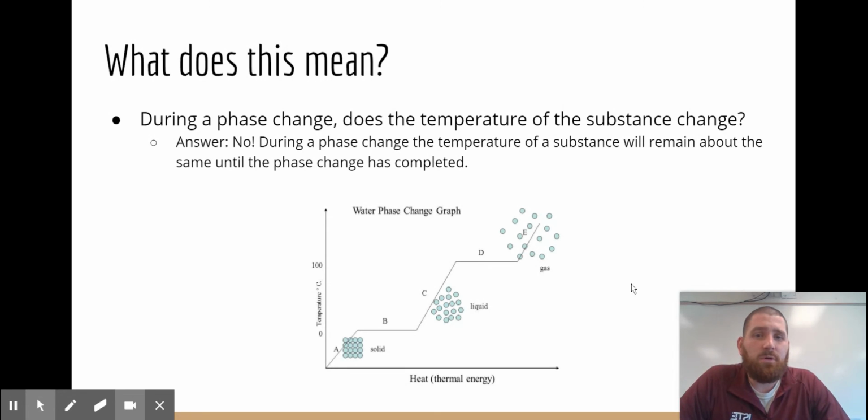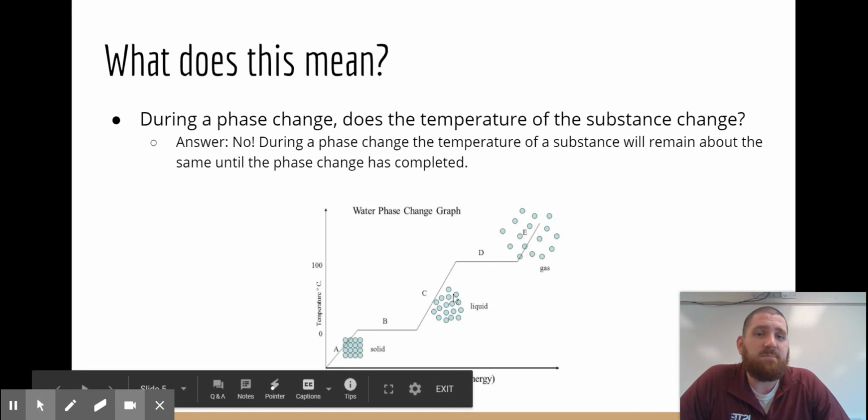The answer is no. During a phase change, the temperature of a substance will remain the same until that phase change is completed. So we can see that we have solid, liquid, and gas right here. But during B and D on the graph, we are undergoing that phase change. It's the same graph as the previous slide, just with different labels. All right. So in B, we're going to have to melt to get from a solid to a liquid. And then in D, we're going to have to evaporate to get from a liquid to a gas.